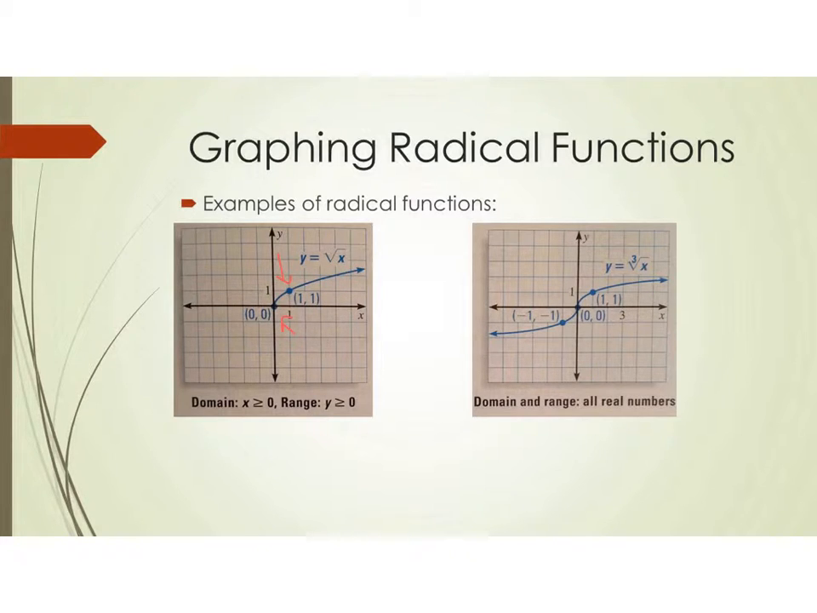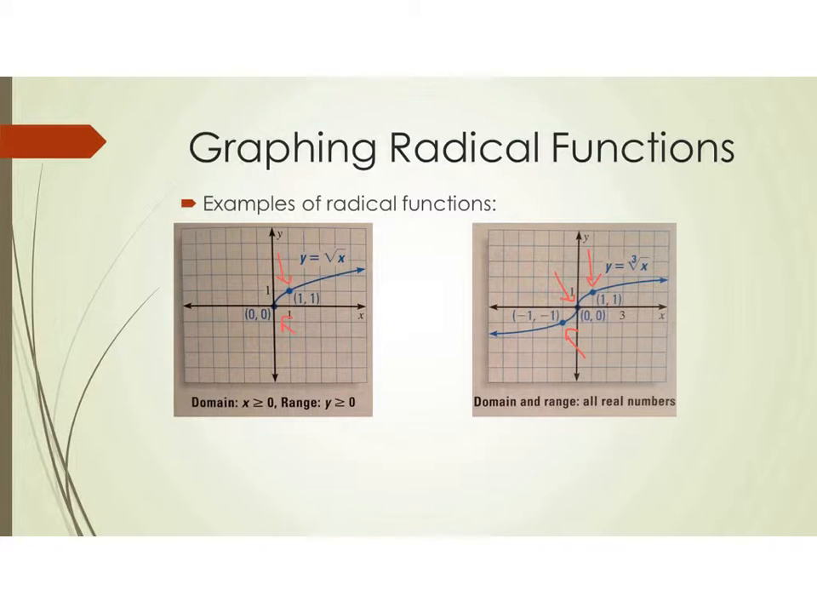And for a cube root, we're going to have 3 points. The cube root of 0 is 0, the cube root of 1 is 1, and the cube root of -1 is -1. So if you draw in those 3 points, then you can draw that curve and this other curve.